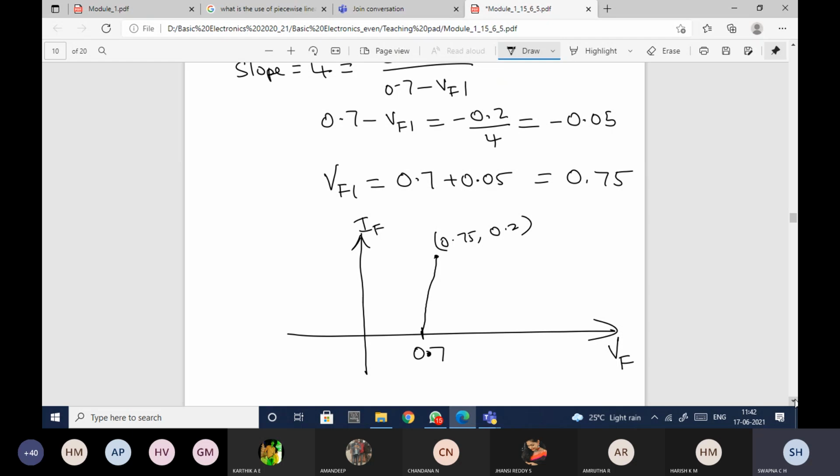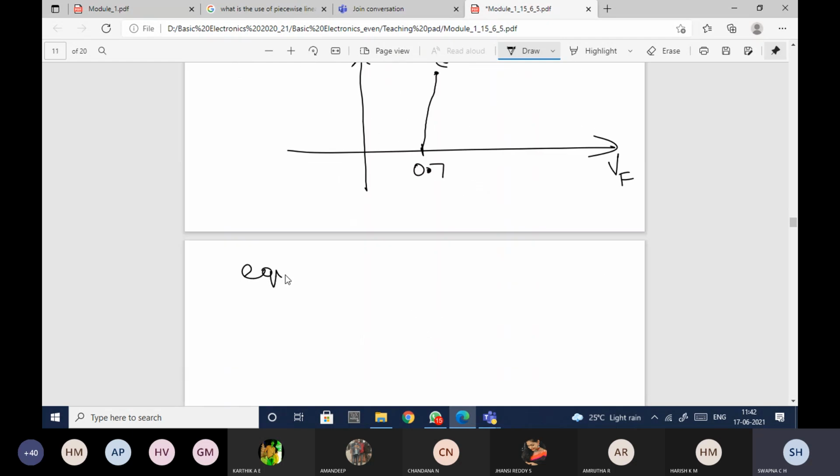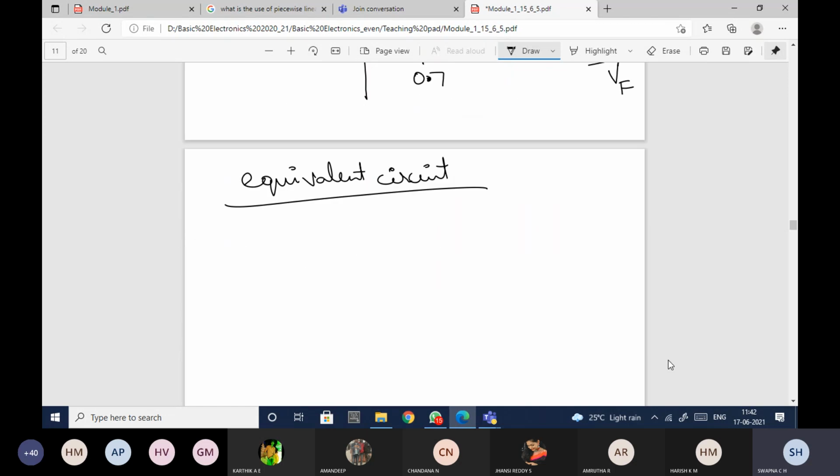Okay, fine. So now coming to the equivalent circuit of the piecewise linear characteristics. Its equivalent circuit can be drawn in this way. So if you just observe, let me just take the example.